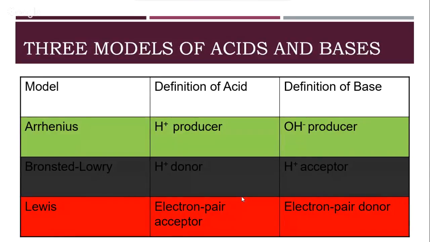So there are three definitions that we have seen so far. One is Arrhenius, second is Bronsted-Lowry, and the third is Lewis. The Arrhenius definition is H plus producers and OH minus producers for acids and bases respectively. Bronsted-Lowry is H plus donor and H plus acceptor. So please remember the use of the words producer and donor. Producers is used because they are in aqueous solution, and donors is used because they are also possible in the gaseous phase. And then there is the Lewis definition, which is electron pair acceptor and electron pair donor.